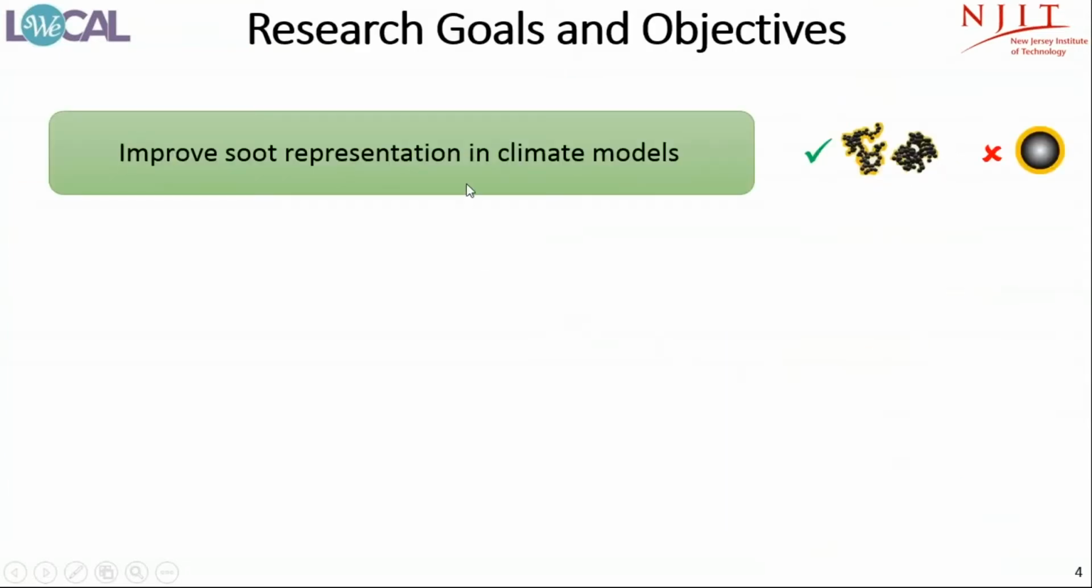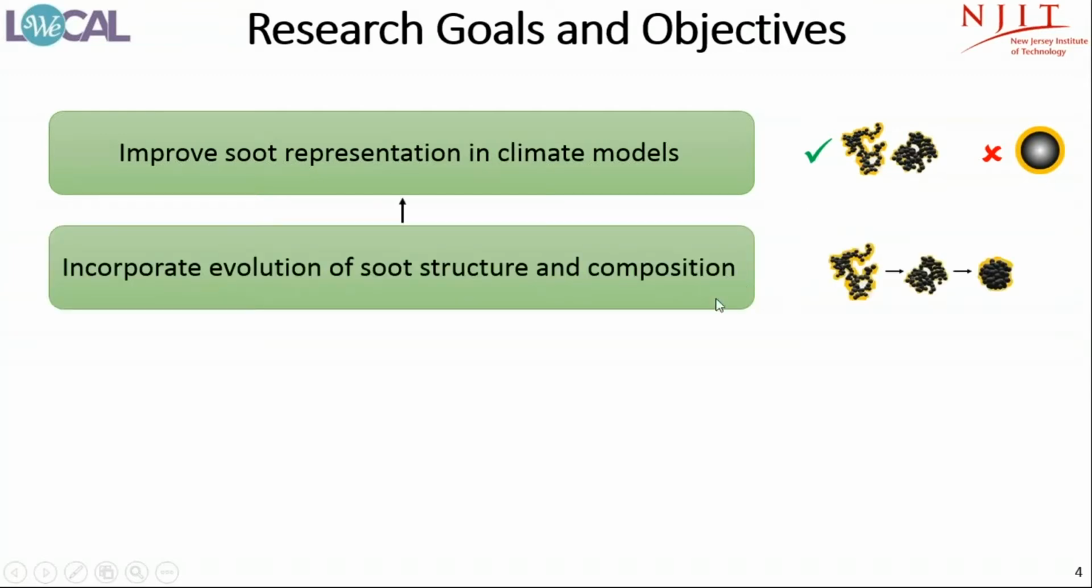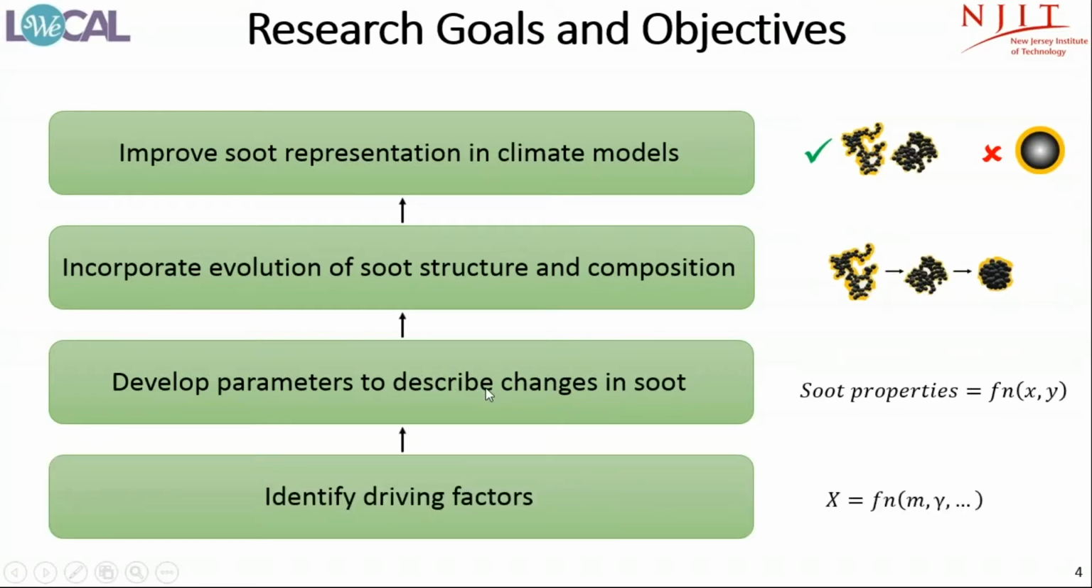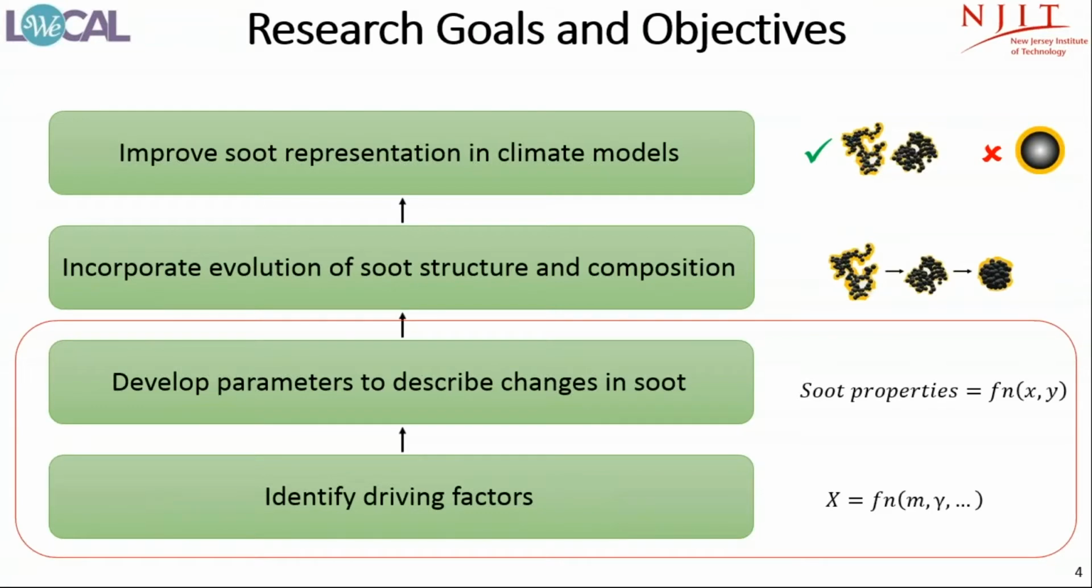So the central focus of my research is to try and improve the representation of soot particles in climate models. To do this, I need to understand how the structure and composition evolve when the particles are released into the atmosphere. In order to make it feasible for incorporation in climate models, it's better to work with parameters that can describe these changes. And to develop such parameters, I need to identify the factors that control property changes in soot. The rest of my presentation is focused on showing you my progress in addressing the highlighted objectives on my screen.